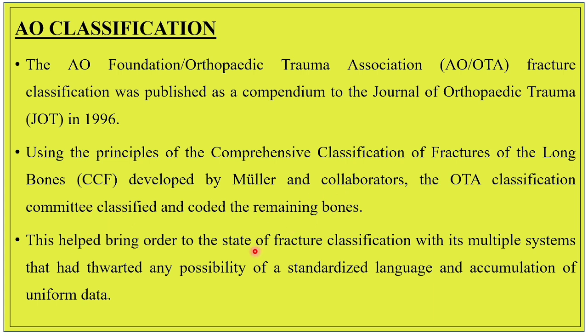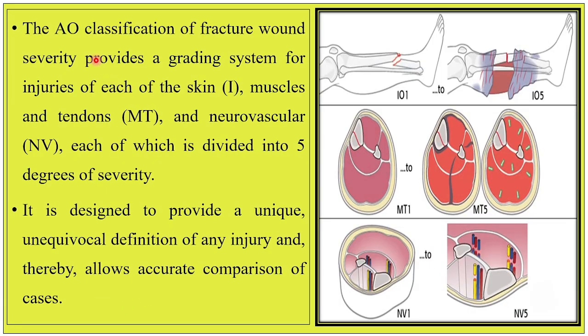This helped bring order to the state of fracture classification, with its multiple systems that had thwarted any possibility of a standardized language and accumulation of uniform data. The AO classification of fracture wound severity provides a grading system for injuries of each of the skin, that is I, muscles and tendons, MT, and neurovascular, that is NV, each of which is subdivided into 5 degrees of severity.